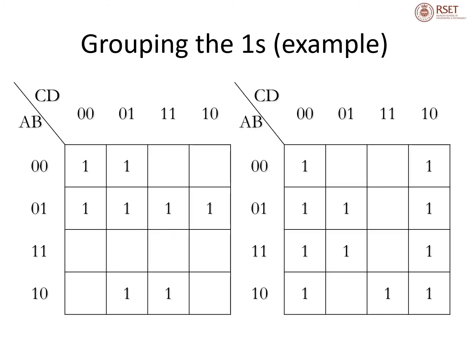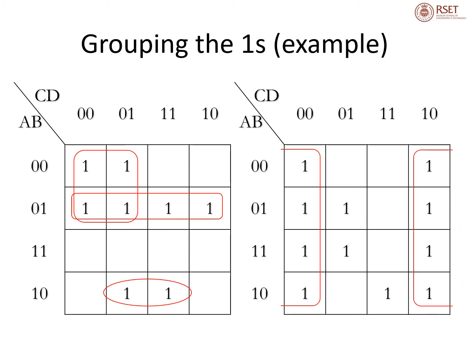Now grouping of ones with 4 variables. You can have the example. You have one grouping like this, another grouping like this, and one more group like this. Similarly, for the next example, you have a big group like this with 8 ones, with the 4 ones and 2 ones. So this is the grouping of the ones.